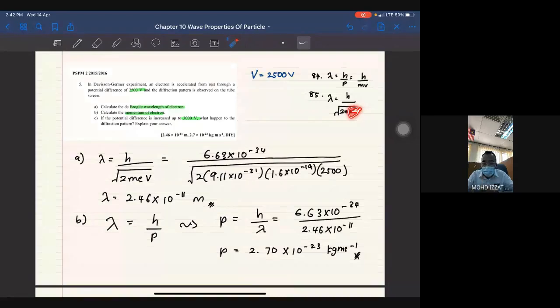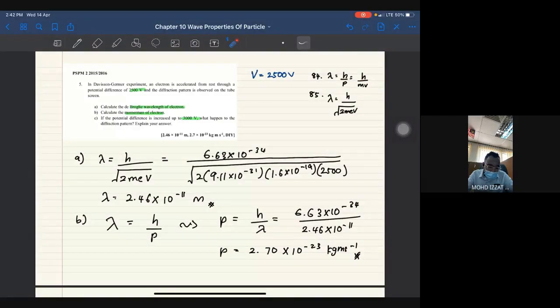Sometimes dia terlupa darab dengan E tu. Okay. And sometimes kalau ada unit dia kacau sikit kat sini. Satu, and then another one, students selalu confused between the V over here and the V over there. That one is common confusion lah about this chapter.